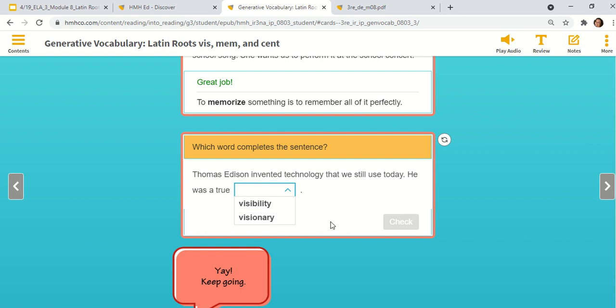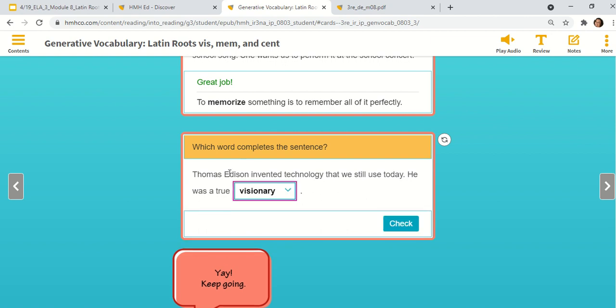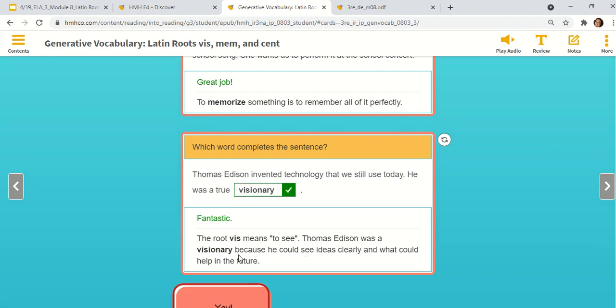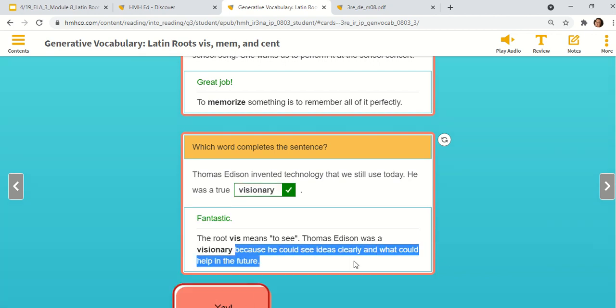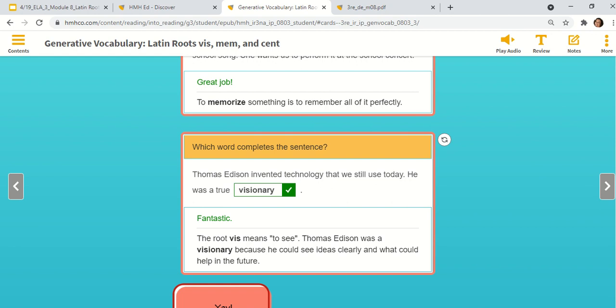So the correct answer is a visionary. It's someone who can kind of see things, not really into the future, but they have really good thoughts and really good ideas, and they can see things pretty clearly. So let's check. He was a visionary because he could see ideas clearly and what could help in the future.